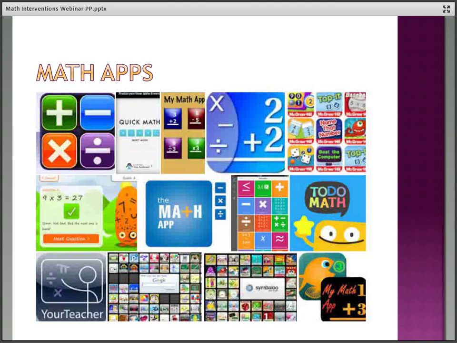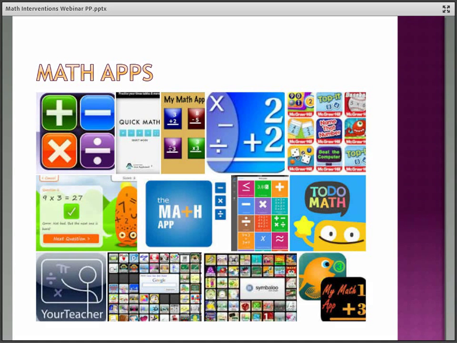And there's also several math apps for practicing math facts. I'm sure a lot of you have looked at those or downloaded them. You can just do a search and you'll come up with several options, to have students practice their fluency independently.